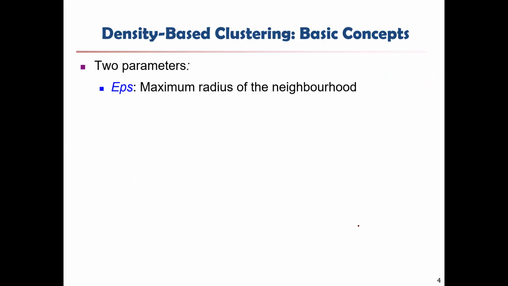Okay. So we are going to need 2 parameters to discover those clusters. The first parameter I'm going to introduce is called epsilon. It is nothing but the radius of my neighborhood.